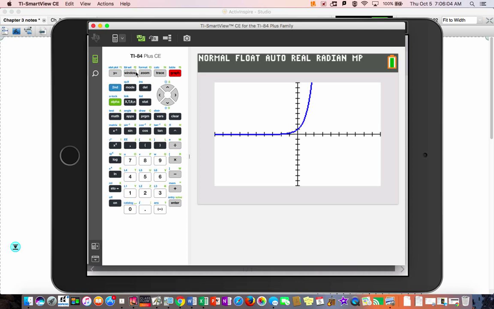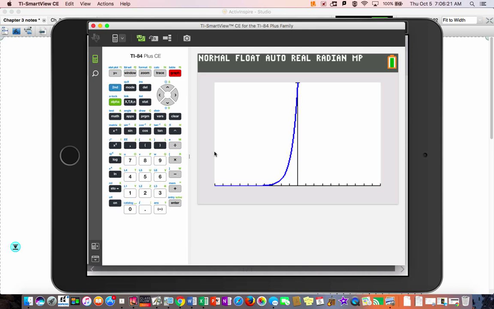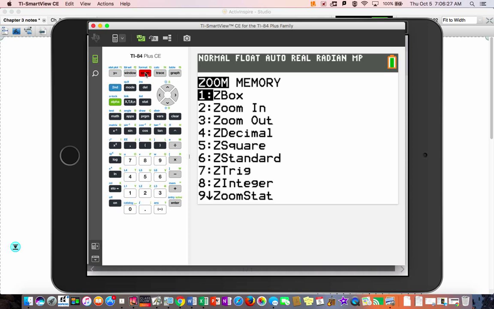Now these are not really touching. So if I go into the window here and maybe just go from 0 to 1, that's even tough to see there. But it goes against the x-axis so quickly that you can't really tell the difference, but it does not touch. So back to Zoom 6.